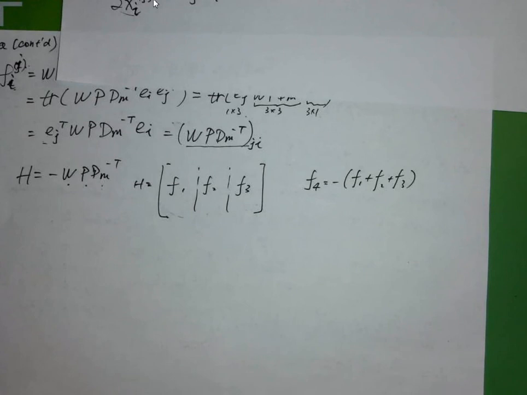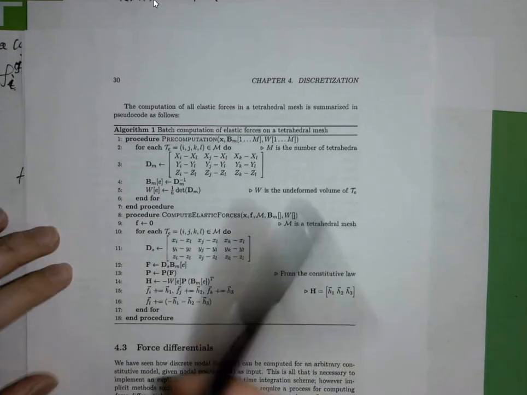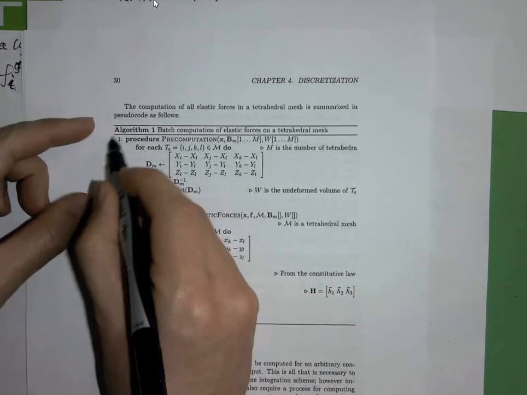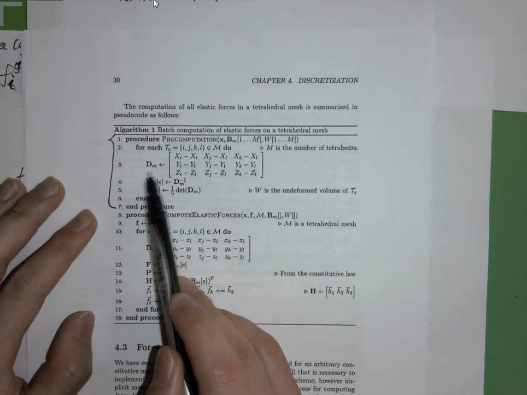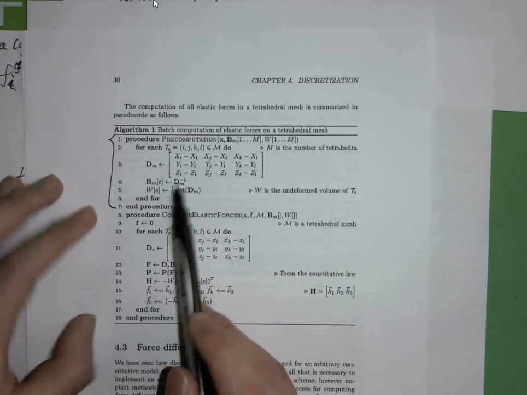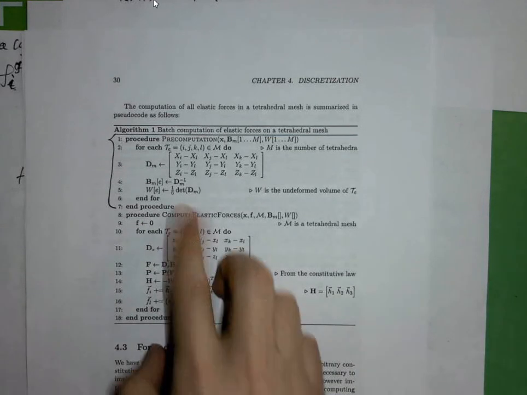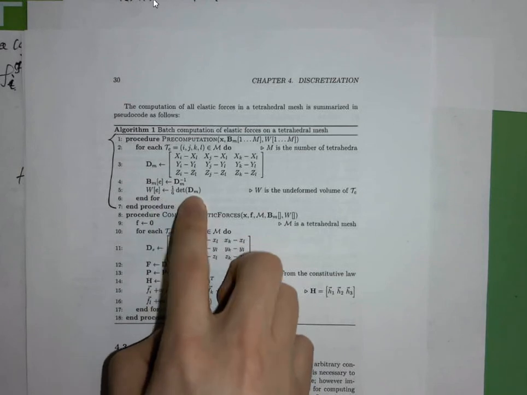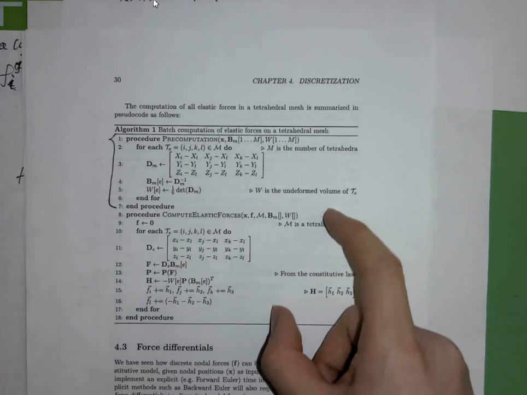And in the original course note, the pseudocode is something like this. So there is a pre-computation step. In this pre-computation step, they just compute dm, the rest pose edge matrix, and dm inverse, just inverted at the first, because you only need to invert it once. It's only dependent on the rest shape, and also calculate the w, which is 1/6 of the determinant of dm. That's the volume.